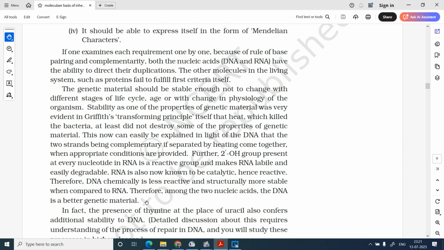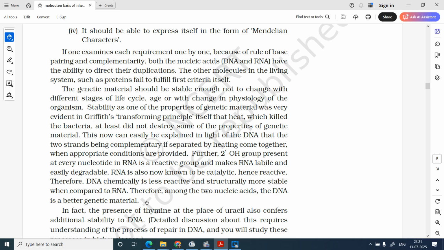If you examine each requirement one by one, because of the role of base pairing and complementarity, both the nucleic acids, DNA and RNA, have the ability to direct their duplications. The other molecules in the living system, such as proteins, fail to fulfill the first criterion itself. The genetic material should be stable enough not to change with different stages of life cycle, age, or with change in physiology of the organism.